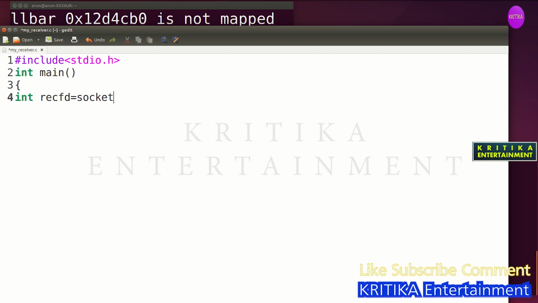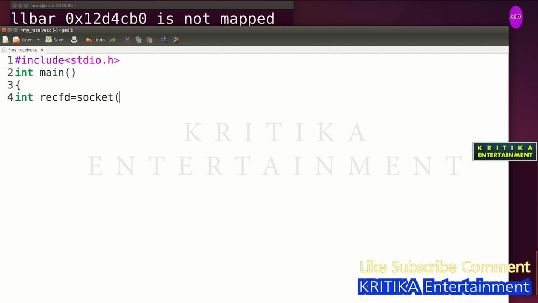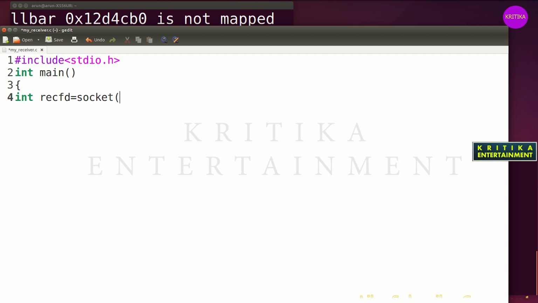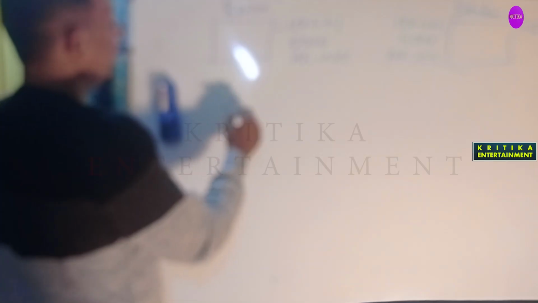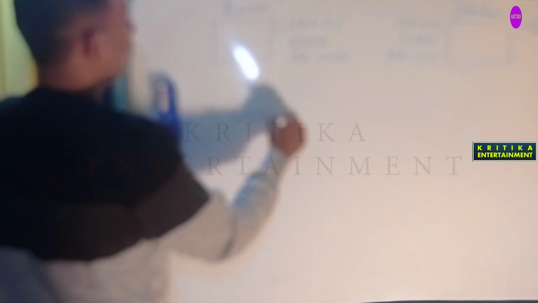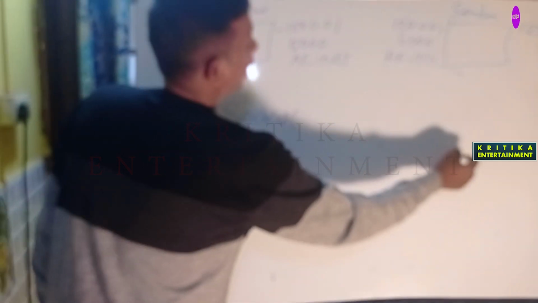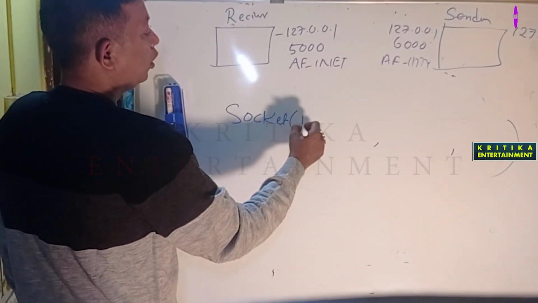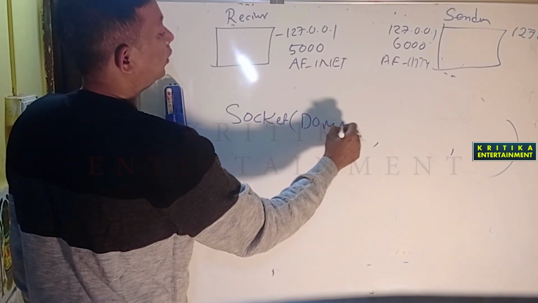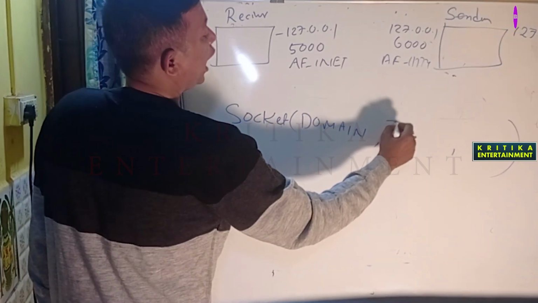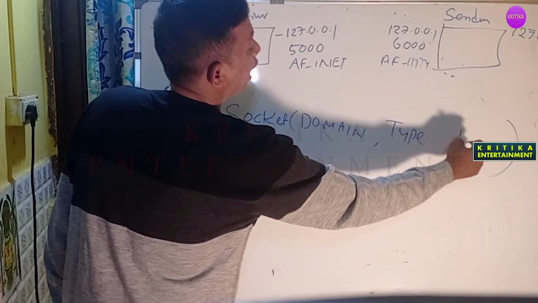So inside socket, what parameters have I taken? I have defined three parameters. Let me tell you what those parameters are. The socket takes three arguments. First is the domain, second is the type, third is the protocol.